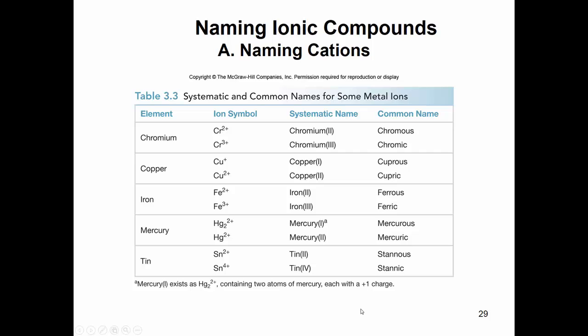So here's a nice little list that shows some of the elements with variable charge, and their common names. So chromium goes to chromous or chromic. But if you have chromium 2, this systematic name, you would just put a 2 in Roman numeral and a 3 here. So you can look through this: copper, copper 1, copper 2, cuprous or cupric, iron 2, iron 3, ferrous or ferric, then mercury, and those that you see there. But we're going to focus mainly on the systematic name.